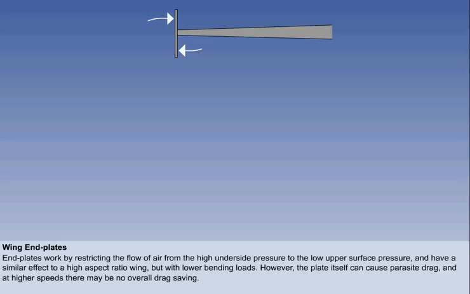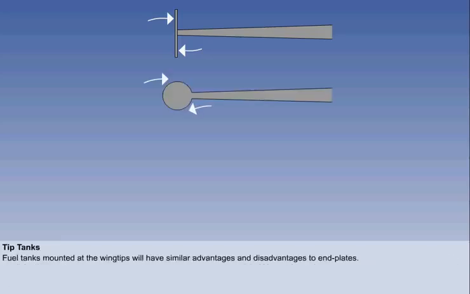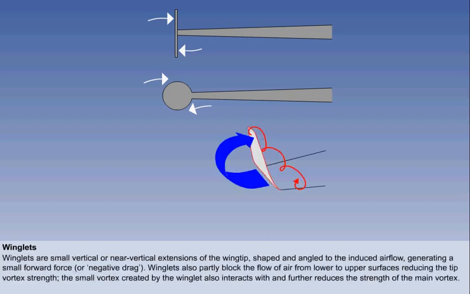However, the plate itself can cause parasite drag, and at higher speeds there may be no overall drag saving. Fuel tanks mounted at the wingtips will have a similar beneficial effect to end plates in reducing induced drag, with the added benefit of a reduction in wing root bending moment. Probably the most widely seen method of controlling wingtip vortices is the winglet, which is now incorporated into many categories of aircraft, large and small.